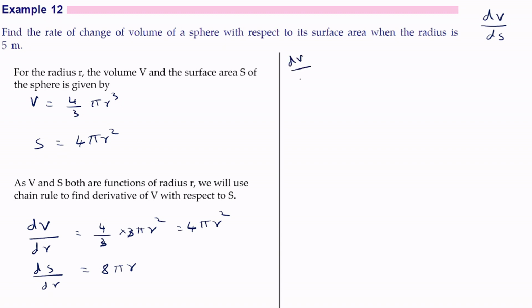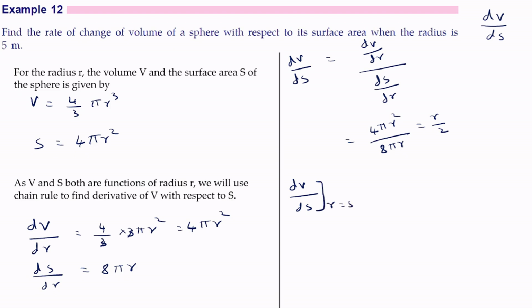Now we need to have dV by dS. dV by dS is dV by dr upon dS by dr. So this is 4 pi r square upon 8 pi r. This is equal to r by 2. So dV by dS is equal to r by 2. We need to find the rate of change of volume with respect to surface area when the radius is 5. So dV by dS when r equal to 5 meter, it is 5 by 2. So it is 2.5 meter cube per meter square. So this is dV by dS.